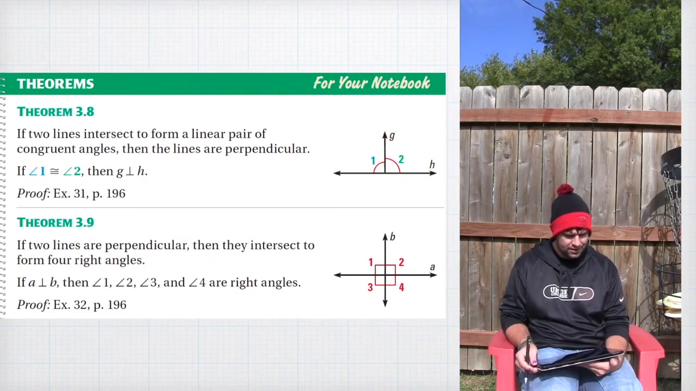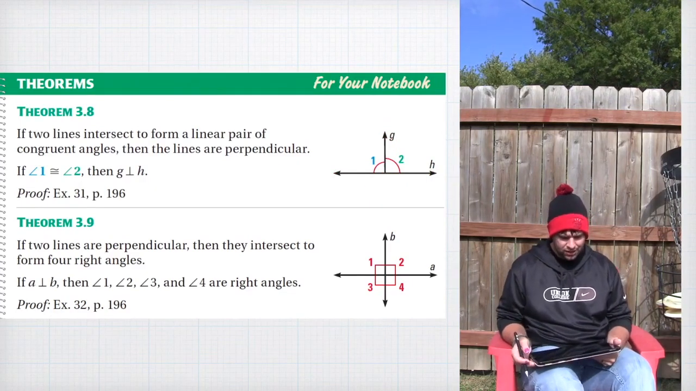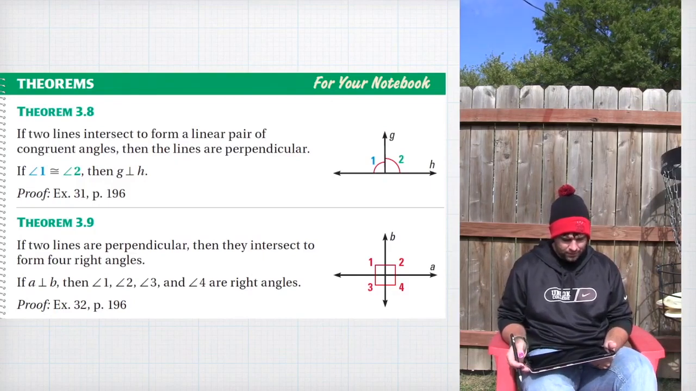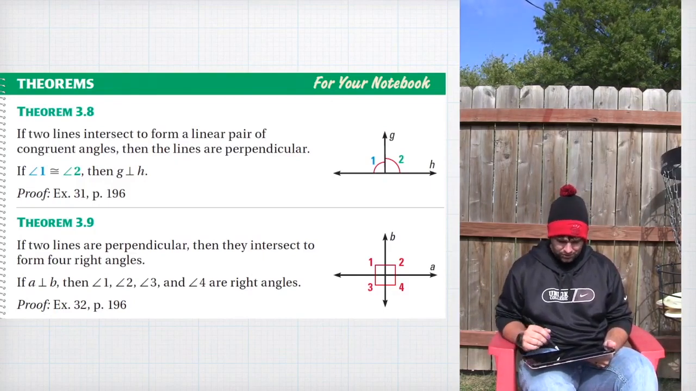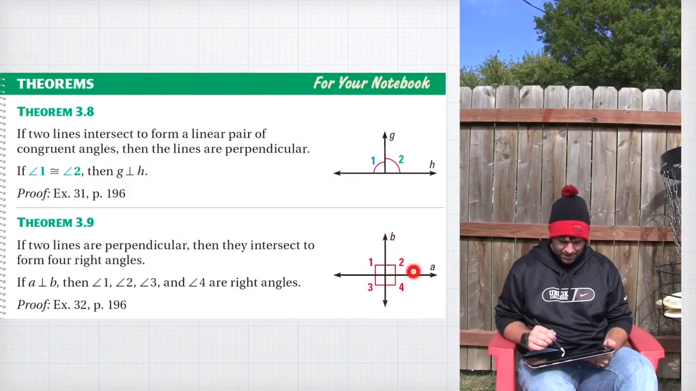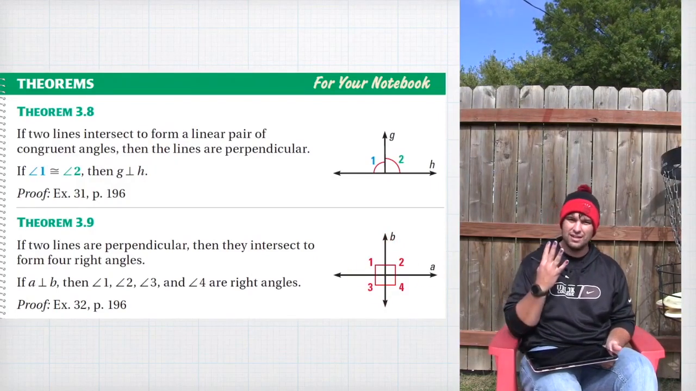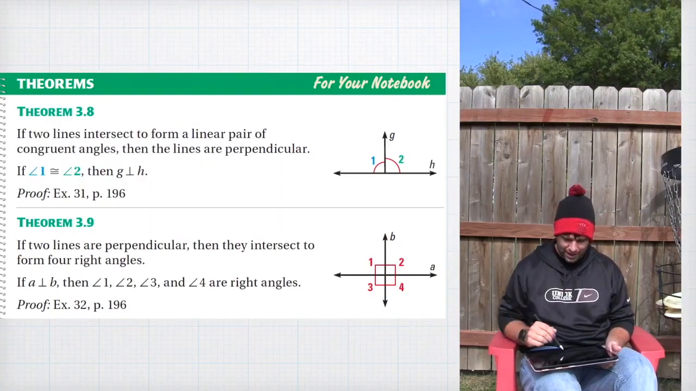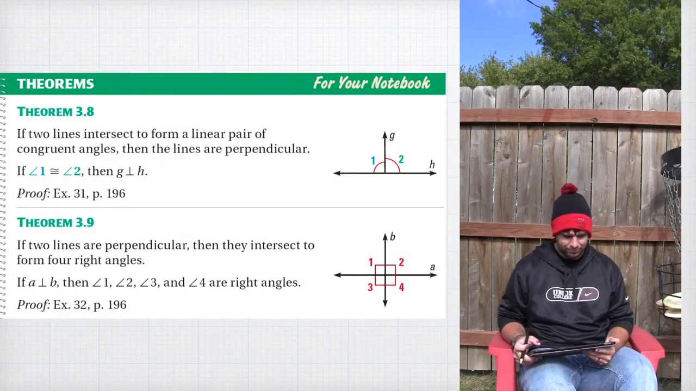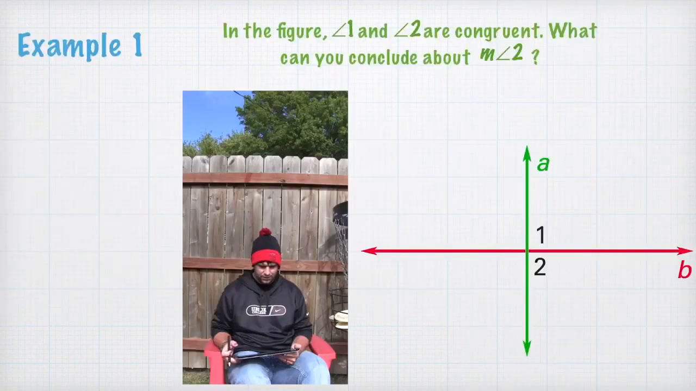Theorem 3.9. If two lines are perpendicular, then they intersect to form four right angles. So if A and B are perpendicular lines, they intersect and form four right angles. Right angle 1, 2, 3, and 4. Okay? So, here we go.